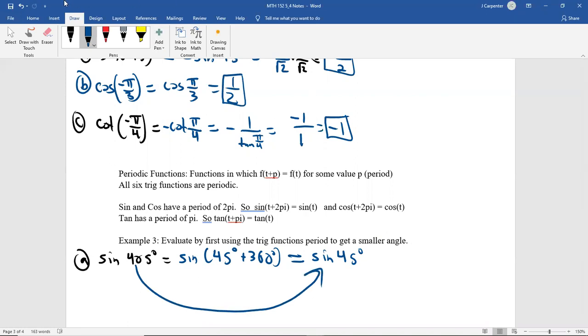I don't care what you do as long as you can get it right. Show some amount of work. All right, sine of 45.